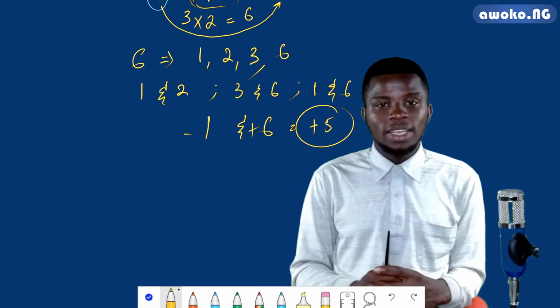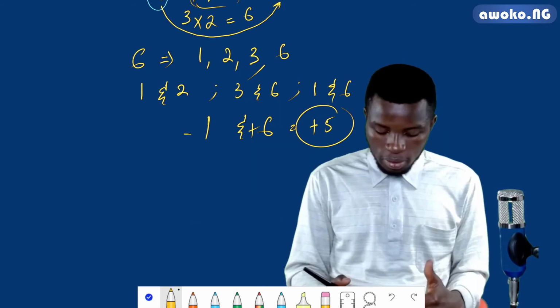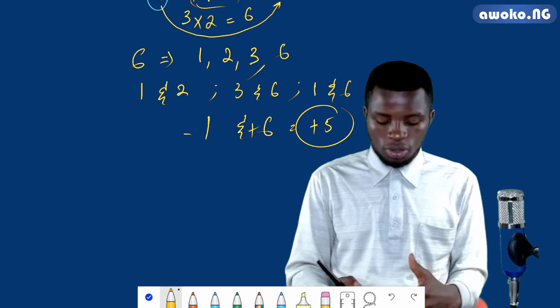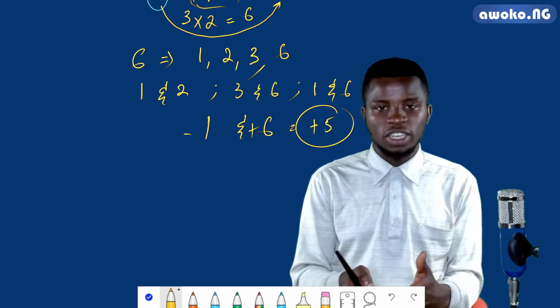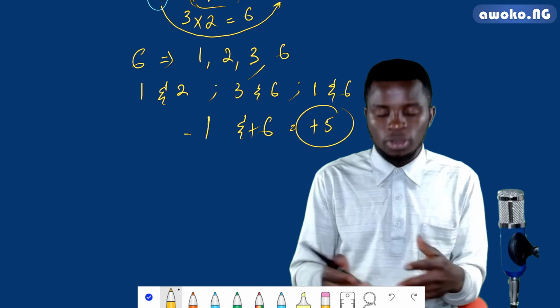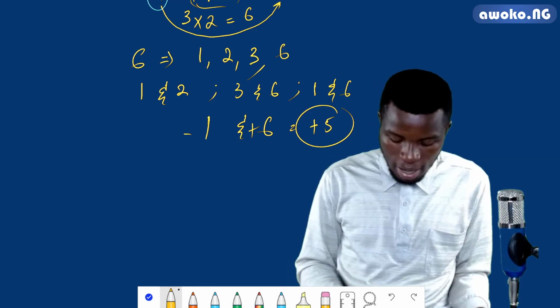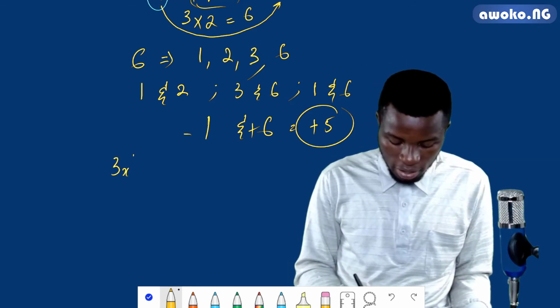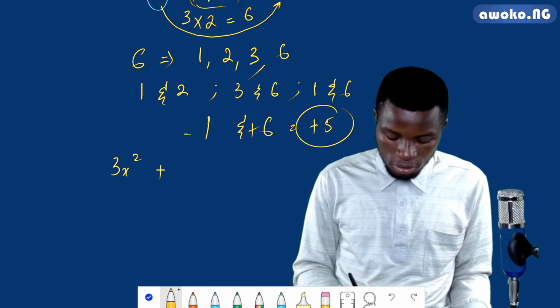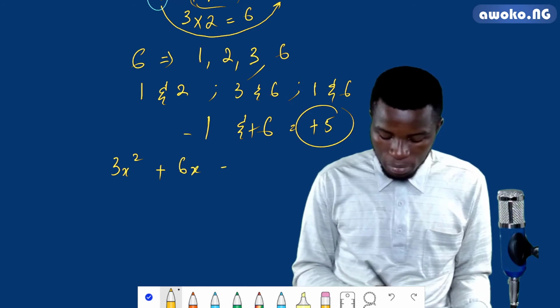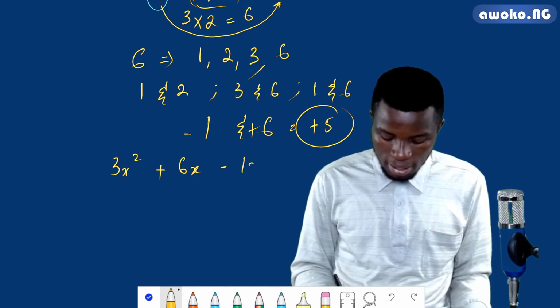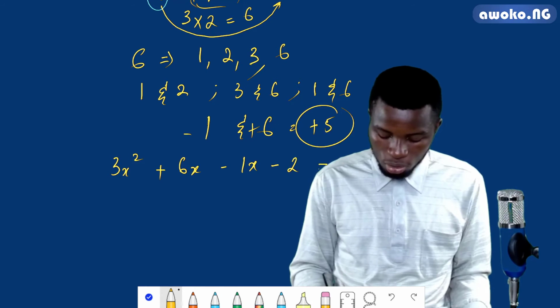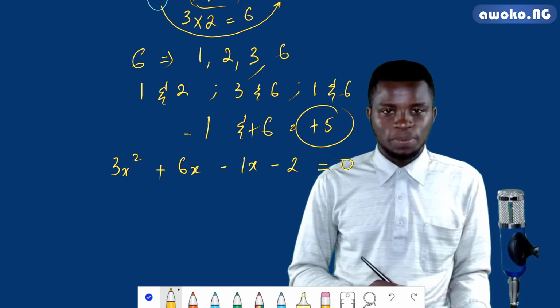So our next focus is to replace the factors with the coefficient of the middle term. And by that, I mean 3x squared plus 6x minus 1x minus 2 equal to 0.